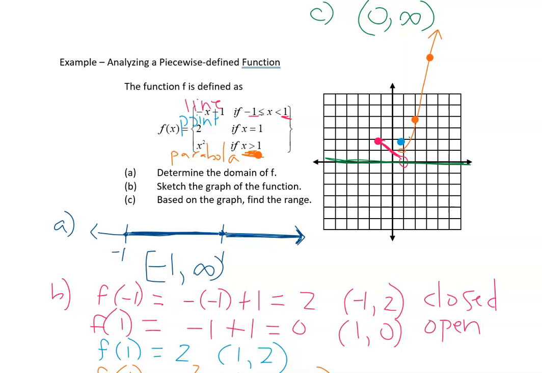If there are gaps in the y values, then you're going to have gaps in your range, and you're going to have multiple intervals union together. But in this case, all of our pieces of graph overlapped on y, so it was okay.